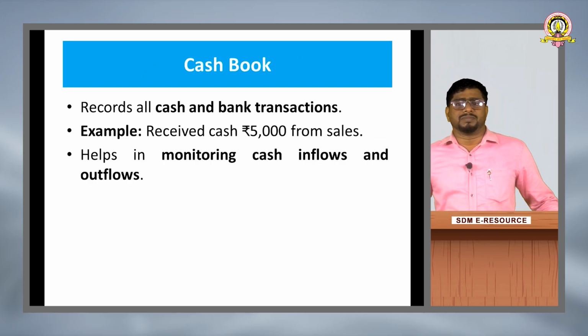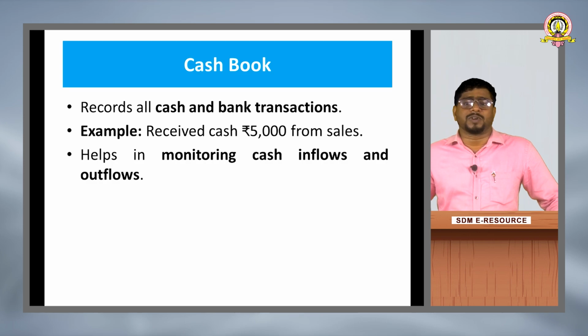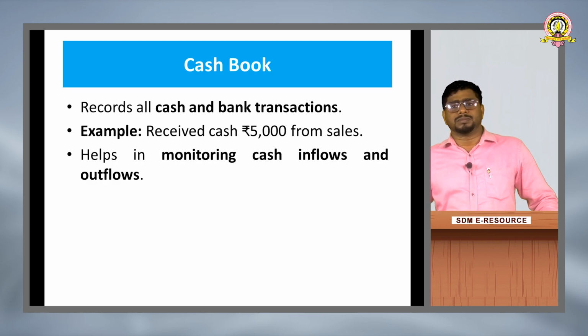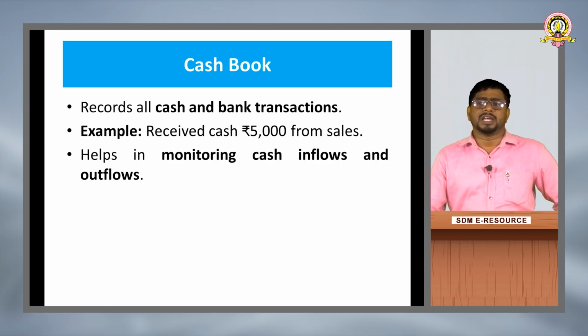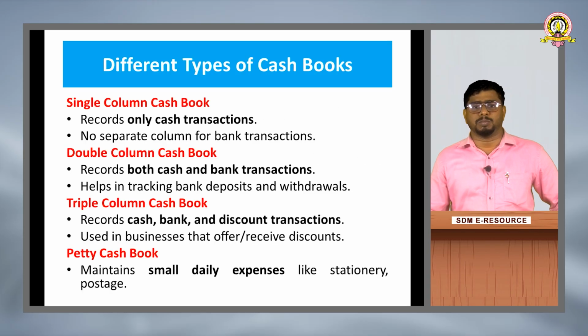Then we have the cash book. In the purchase book and sales book, all credit transactions are recorded, but the cash book records all cash and bank transactions. Example: received cash of rupees 5,000 from sales, recorded in the cash book because cash is involved in the transaction. This cash book helps in monitoring the cash inflows, and not only inflows, cash outflows are also recorded. Suppose the business makes any payment, that is also recorded in the cash book. Cash inflows as well as cash outflows are recorded in the cash book.